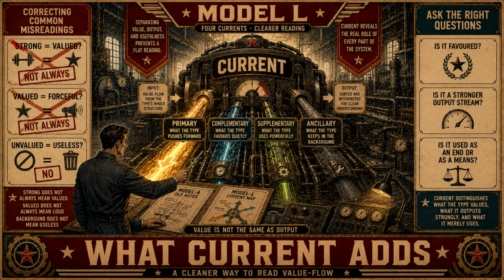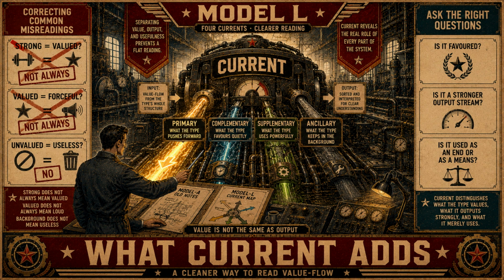So, what does current add to the way we read a type? It gives us a cleaner distinction between value, output, and usefulness. Without this distinction, it is easy to collapse several different things together. We might assume that a strong function must also be valued, but supplementary current shows that a function can be active, visible, and forceful, while still being used mainly as a means. We might also assume that a valued function must always be loud or dominant, but complementary current shows that something can still be favoured, meaningful, and worth preserving, even when its output is quieter.